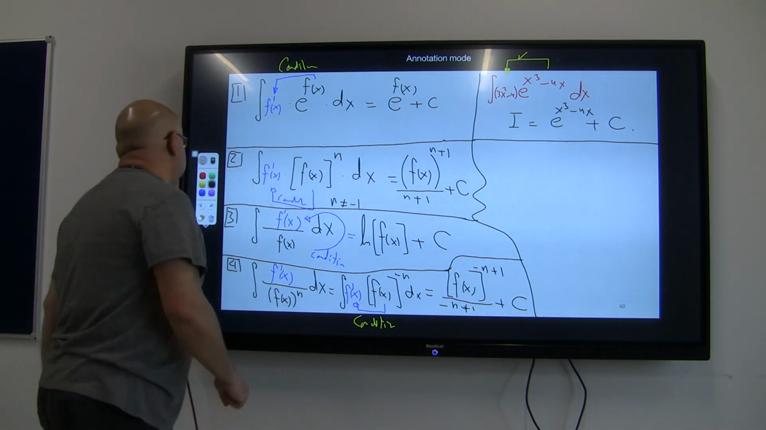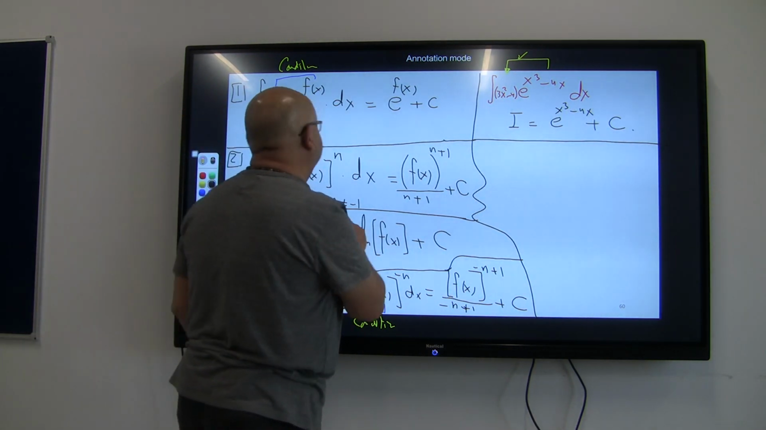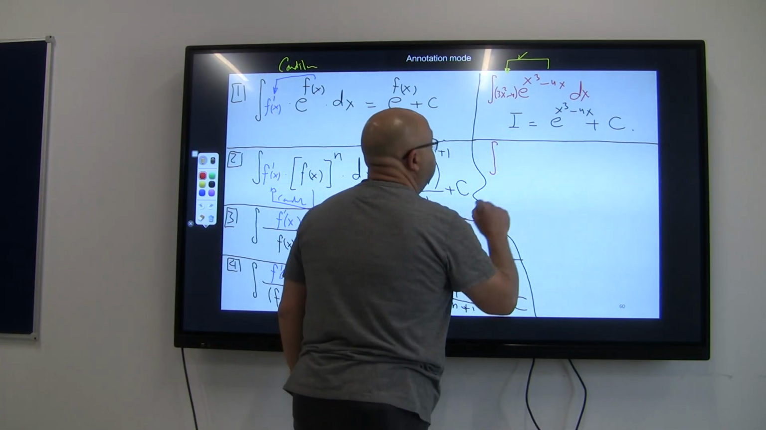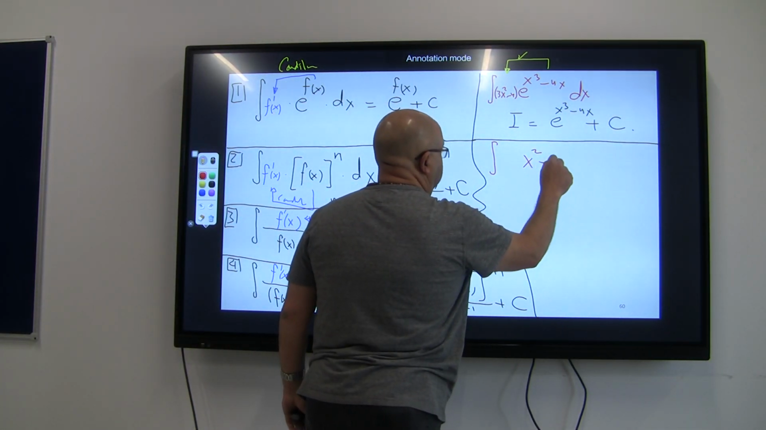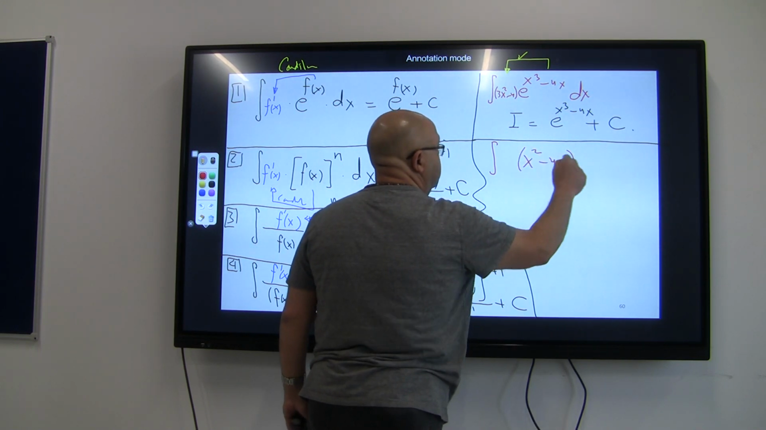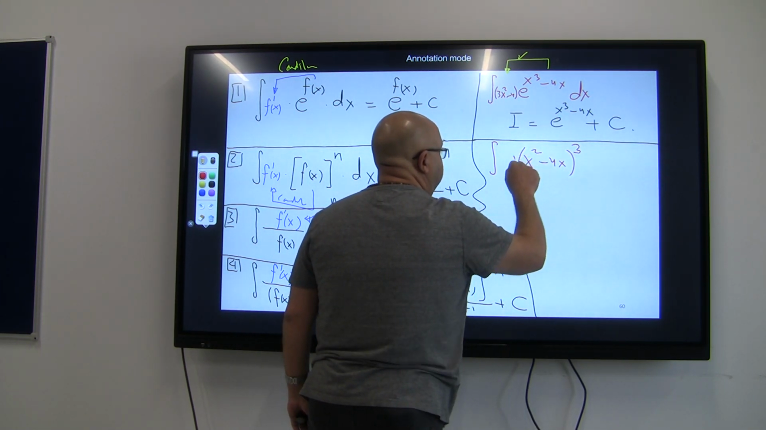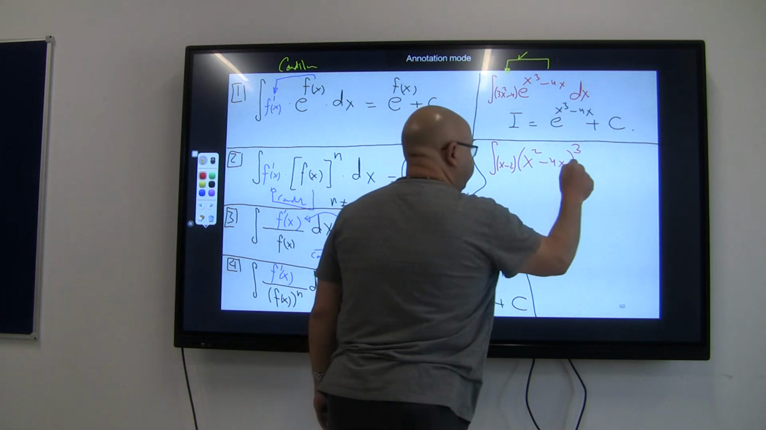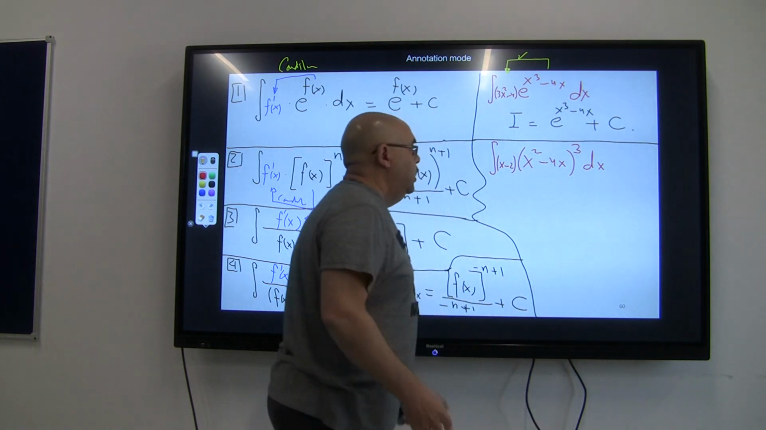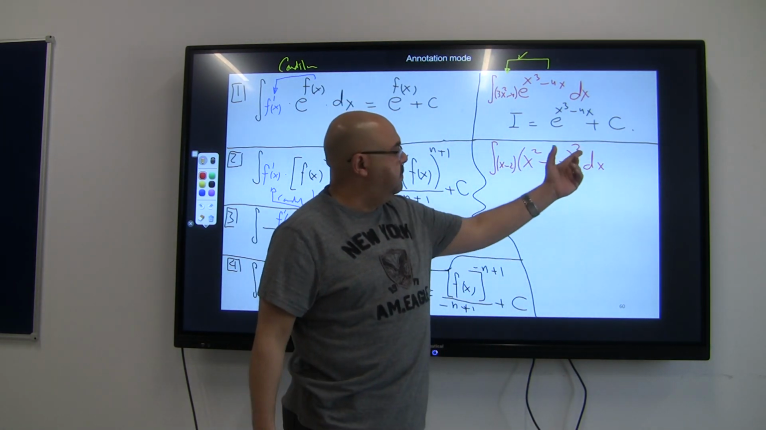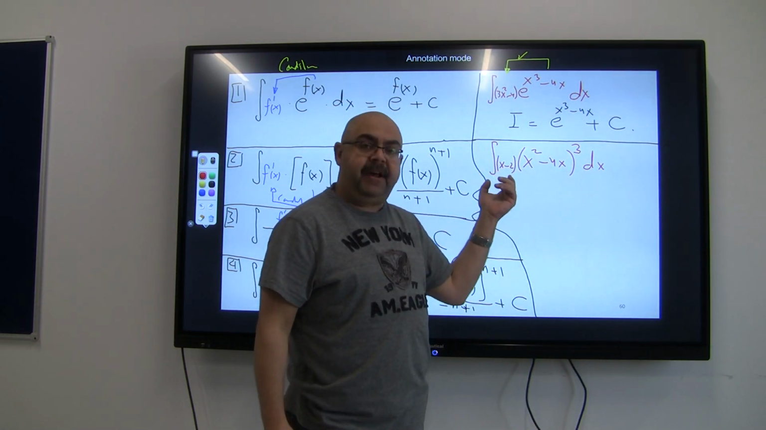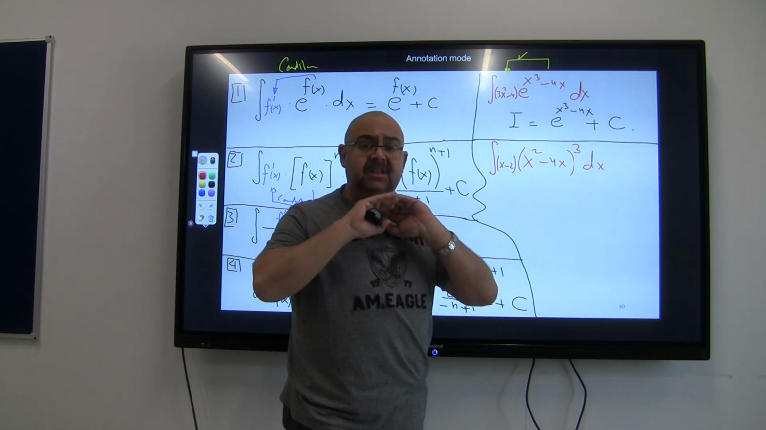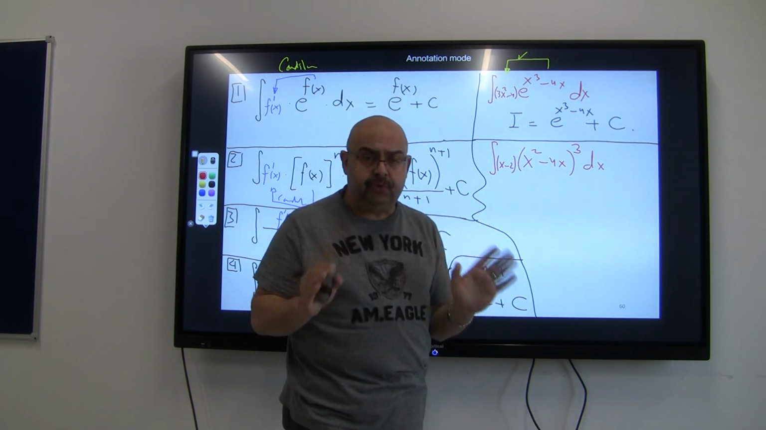Let me see it once more. If I want to integrate, let's say, (x squared minus 4x) to the power of 3, multiplied by (x minus 2). In this form, I will have to check. I have a bigger bracket with a power times a smaller bracket. In order to be able to integrate, the condition is crystal clear for you.